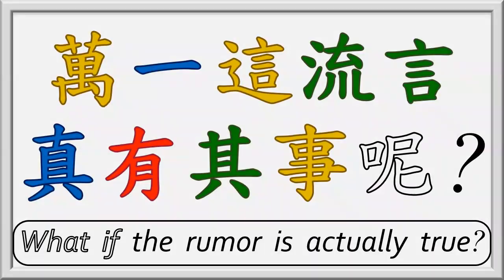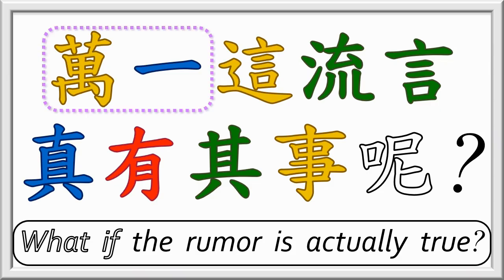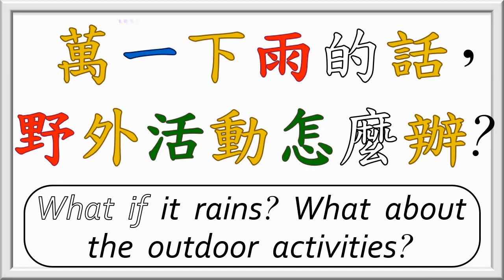Now that we understand 万一 means a very tiny percentage, we can learn to use its logical extension to mean if, supposing, or what happens if. 万一这流言真有其事呢? What if this rumor is actually true? 万一下雨的话，野外活动怎么办? What if it rains? What about the outdoor activities?